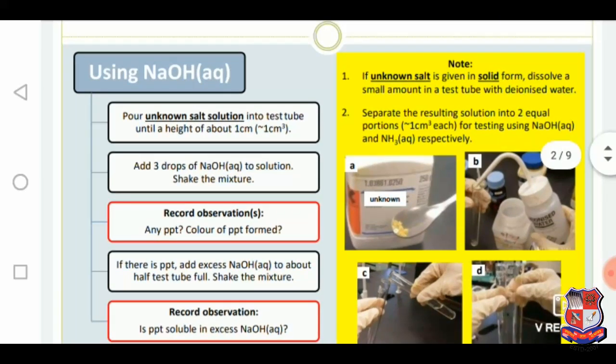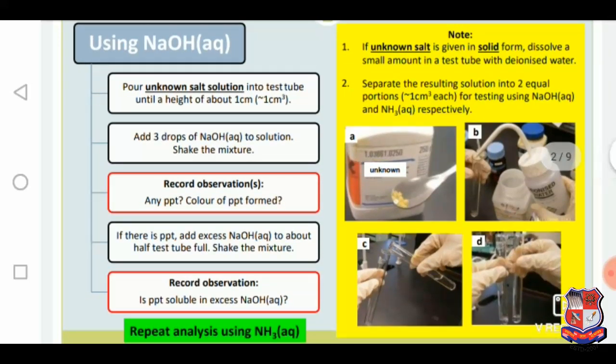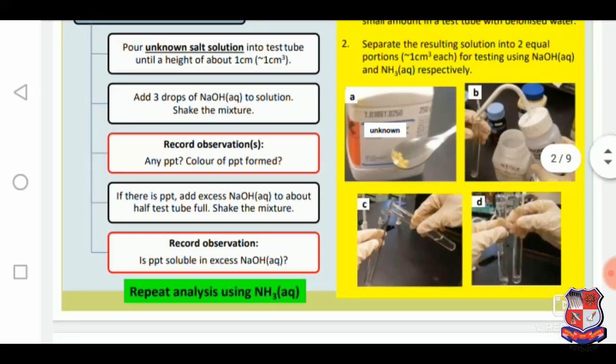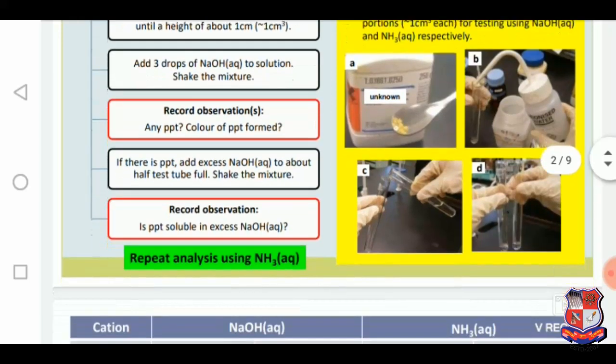So first pour the unknown salt solution into a test tube until a height of about 1 centimeter is obtained, and add 3 drops of NaOH solution and shake the mixture. Record the observation and the color of the precipitate formed. If there is precipitation, then add excess aqueous NaOH solution, about half of the test tube full, and shake the mixture.